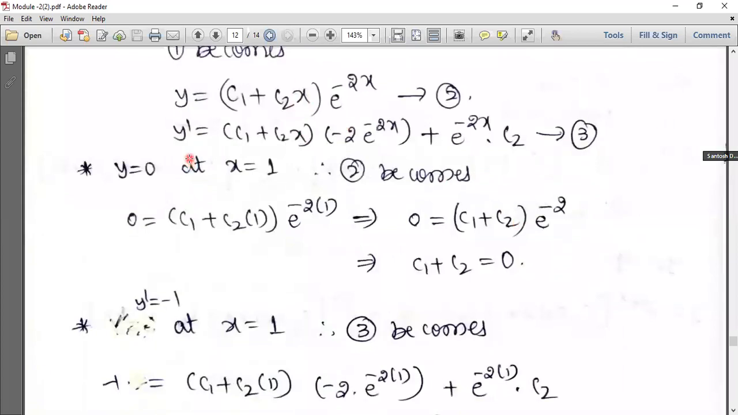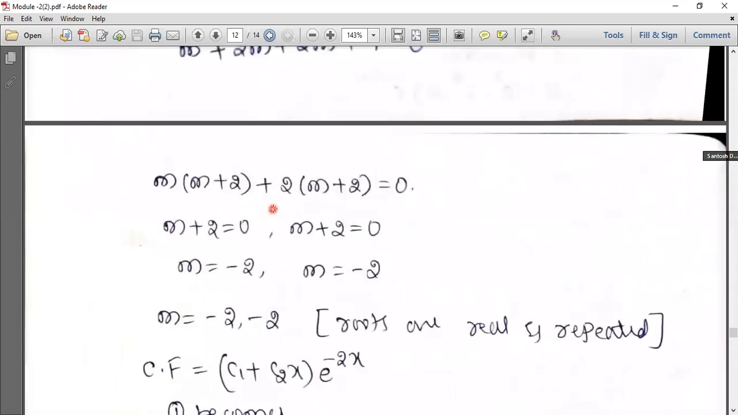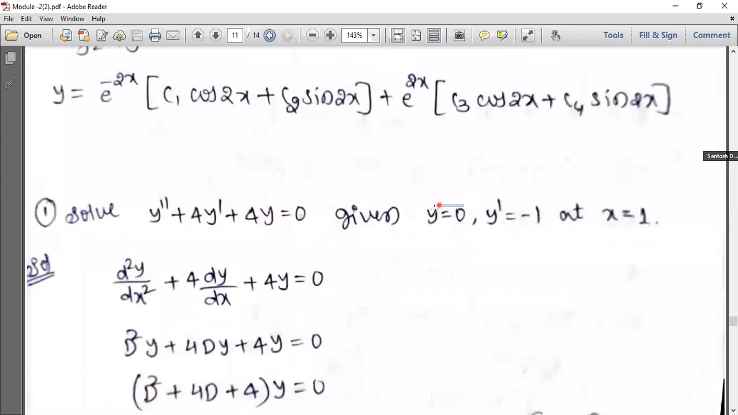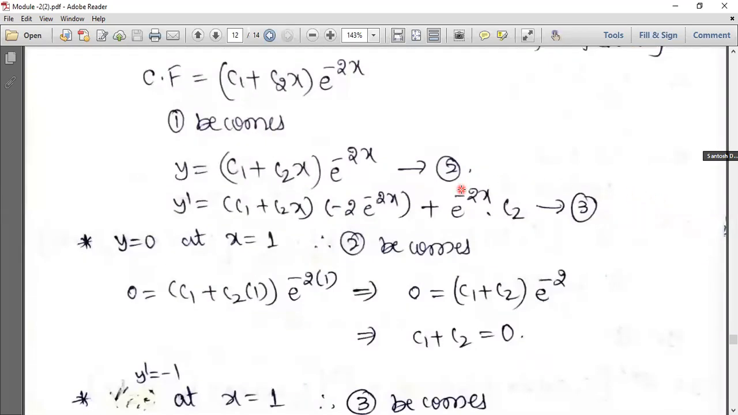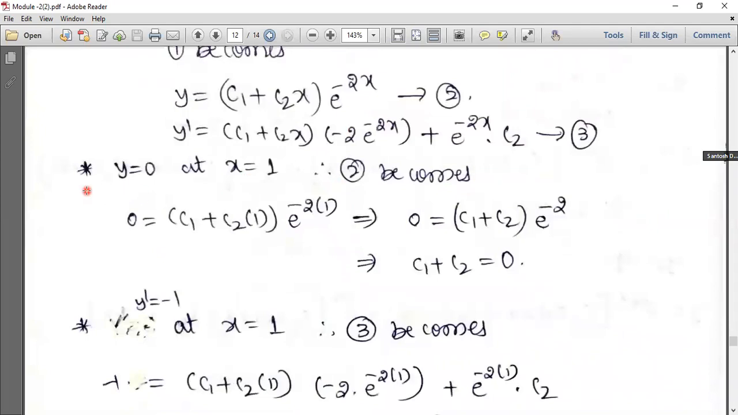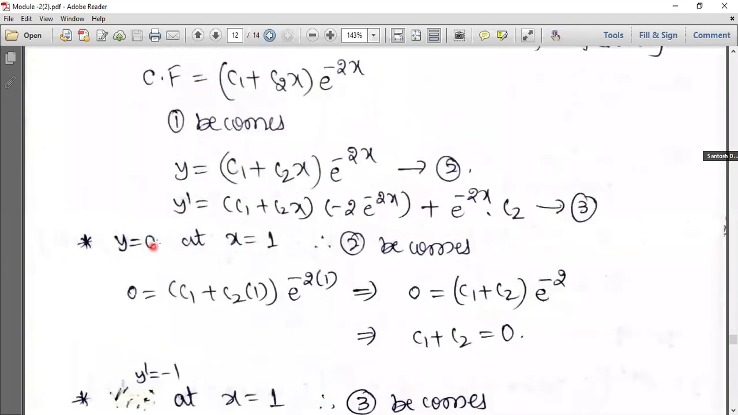Now apply y equal to 0 at x equal to 1, and y dash equal to minus 1 at x equal to 1. Where y is there, that is in equation 2, so I have to substitute here.